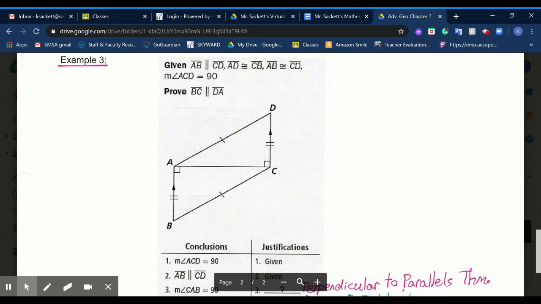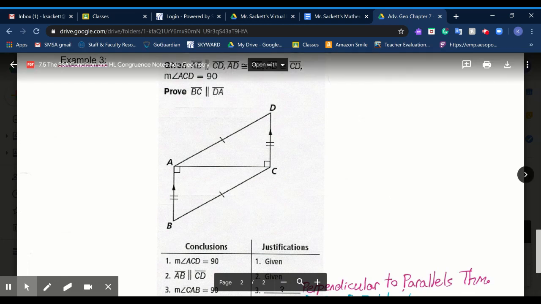And our final example for today is example 3, where they gave us the info that side AB was parallel to CD, side AD was congruent to CB, and AB was congruent to CD. They also told us the measure of angle ACD was 90 degrees. They would like to prove BC is parallel to DA.